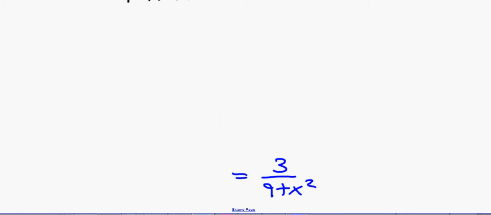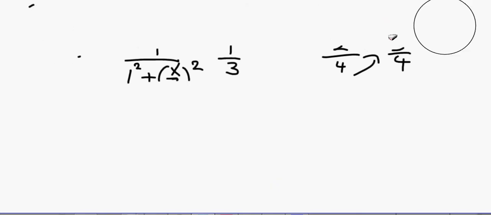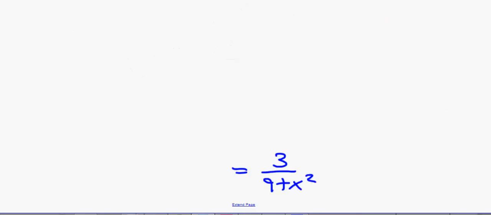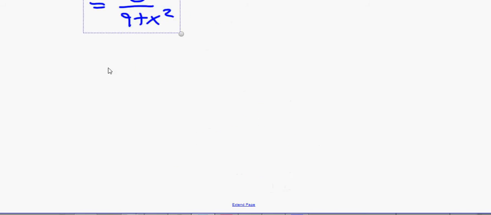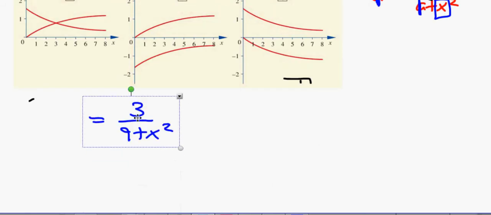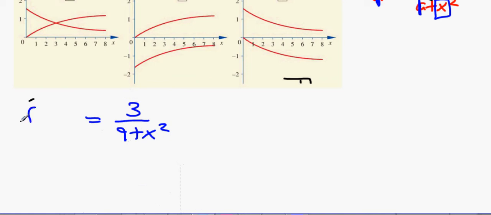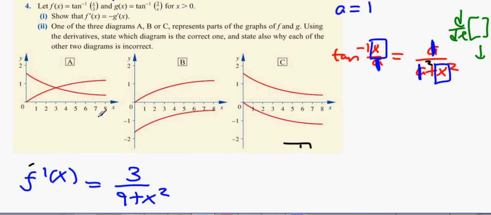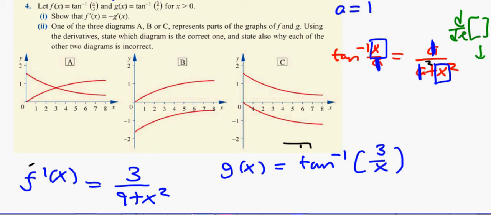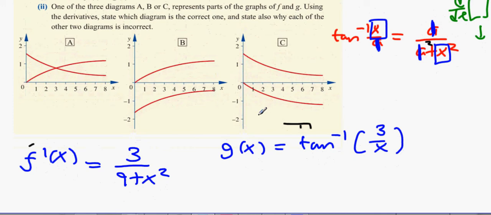Now we're going to move on to g of x. So we have the answer for f dash x. Okay, f dash x was 3 over 9 plus x squared. Now g of x is tan inverse 3 over x. Here we have quite an interesting one. Like last time, a equals 1, and what's in the box is going to be 3 over x.